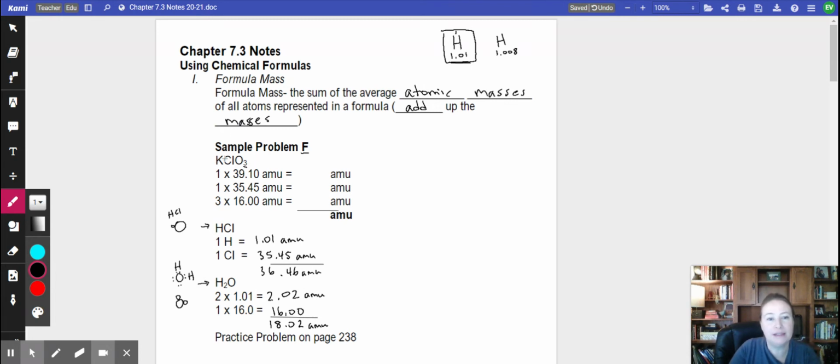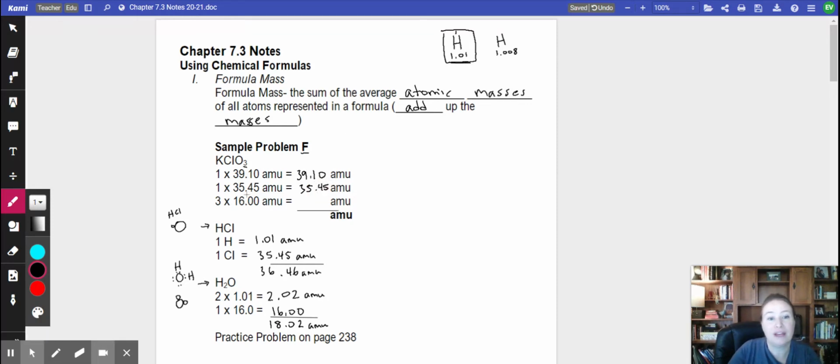Let's do KClO3. K is potassium, Cl is chlorine with 3 oxygens around it. Do you remember what ClO3 is? It's chlorate. This is potassium chlorate. And the mass of potassium chlorate is, potassium is 39.10, and I only have 1 of them, so it doesn't change. Multiplying it by 1 does not change the number. There's 1 chlorine, 35.45. And there are 3 oxygens.